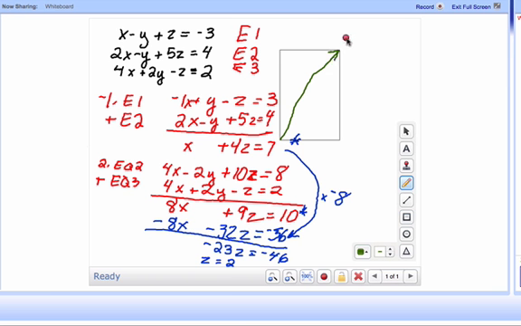in place of z, we're going to put 2. And then we're going to need to solve that for x. So x plus 4 times 2 equals 7. So this is going to give us x plus 8 equals 7. And we subtract 8 from both sides, and 7 minus or plus a negative 8 is a negative 1.